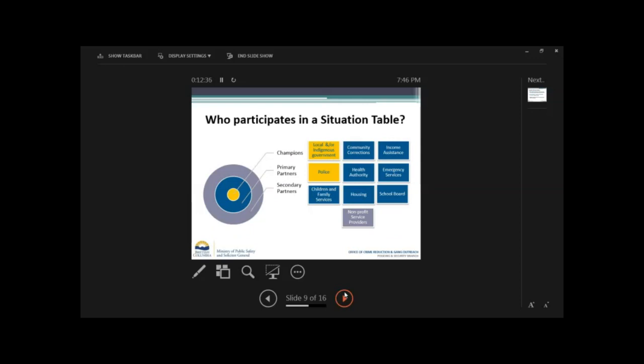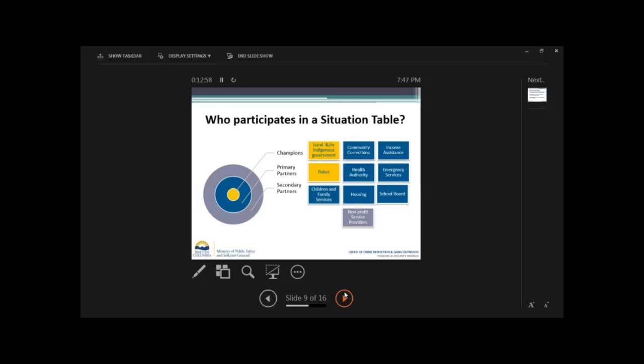Thank you. So who participates in a situation table? Honestly, it depends on the composition of your community. I've noticed as we get a little bit further up north that a lot of the community-based organizations or the not-for-profits are really powerful and really impressive. In the lower mainland, it's a little bit more of the typical government services that we're seeing leveraged.